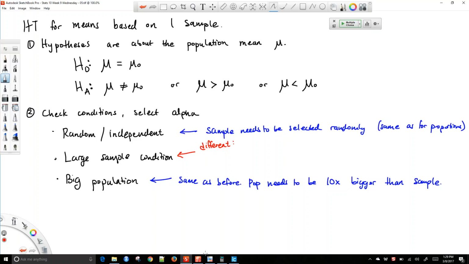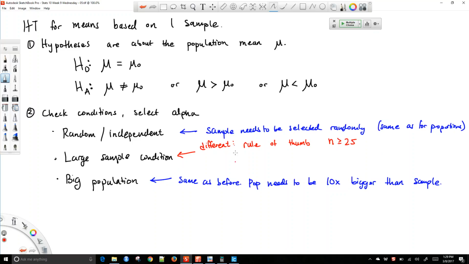So the way we check conditions, rule of thumb, and this is not always the case, but the rule of thumb is n should be greater than or equal to 25. Okay, that's kind of a rule of thumb.